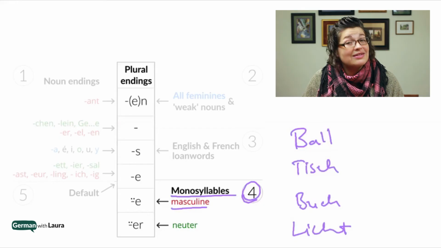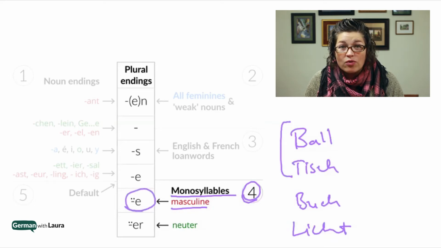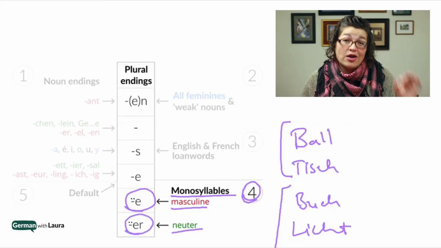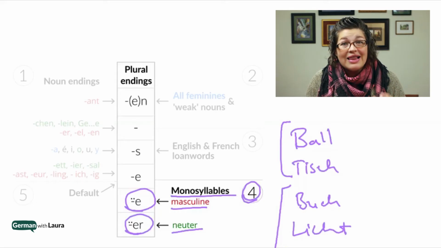be either a masculine monosyllable, like der Ball or der Tisch, and then it's going to take the E and umlaut plural, okay? Or it's going to be a neuter monosyllable, such as Buch and Licht, and it's going to take the ER and umlaut plural. So Ball, as a masculine monosyllable, will become die Bälle. And then Tisch, check this out, this is an important point.